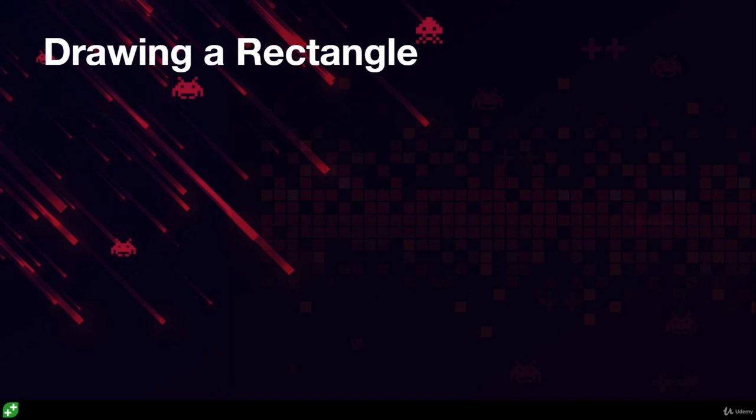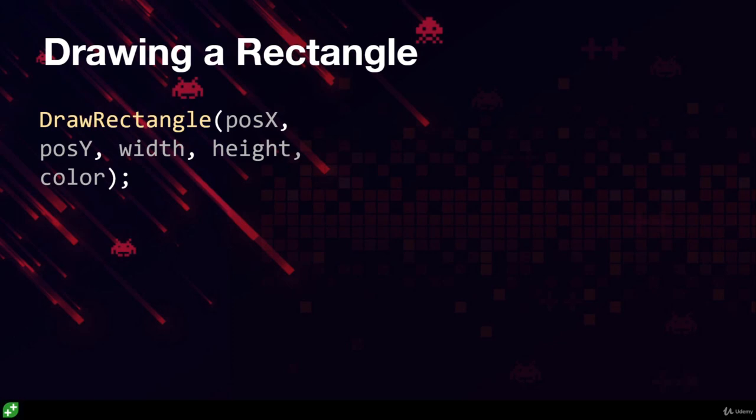Now, we saw that Raylib has a draw circle function for drawing circles. Raylib also has a function for drawing rectangles. Can you guess what it's called? That's right, it's called draw rectangle. Now, draw rectangle has 5 input parameters. They're called pos x, pos y, width, height, and color.